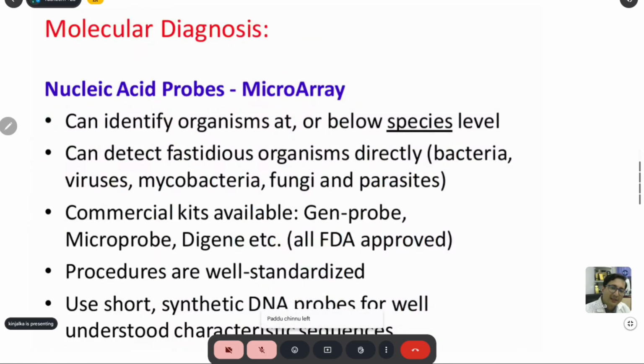So, in addition to this, there is something known as microarray where you have different wells where you can stick these primers, and if the nucleic acids are present, they will attach and hybridize. On hybridization, it will fluoresce, and you have multiple small wells having different kinds of primers. So it is good for multiplexing. These are available as commercial kits, and they are well standardized.